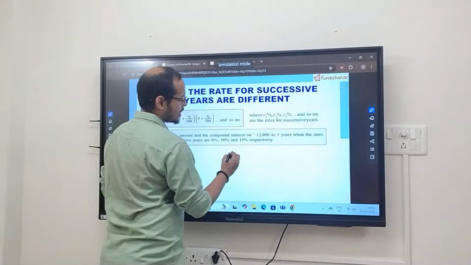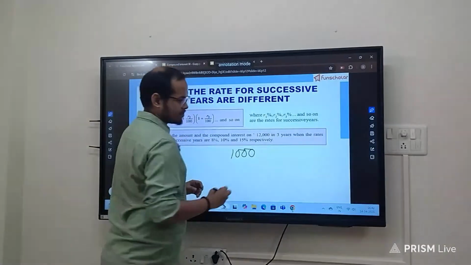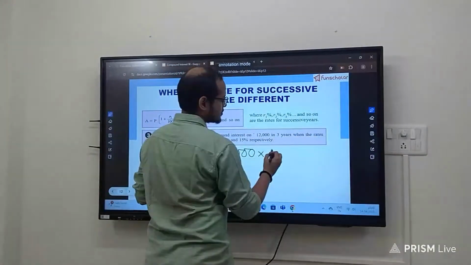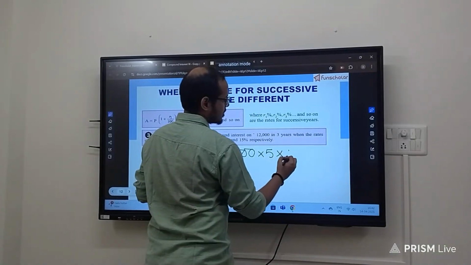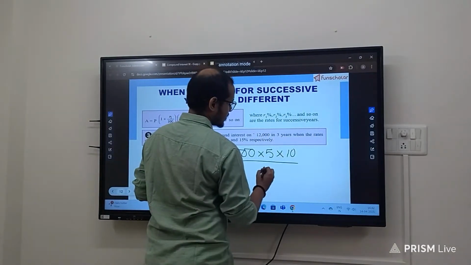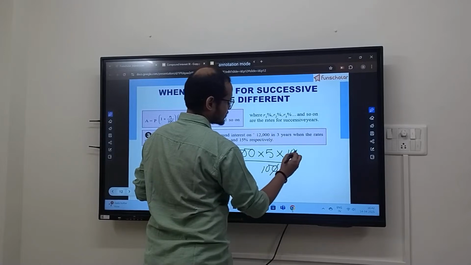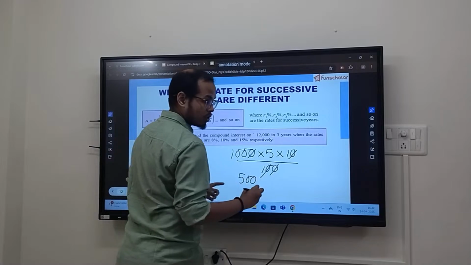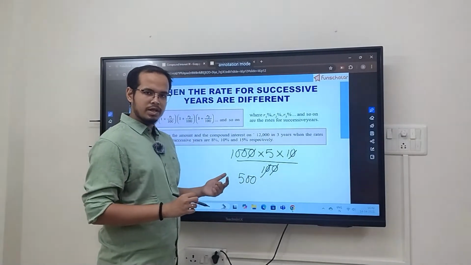Okay, so if I have 1000 rupees with me, the time period I have taken is 5 years and 10% is the rate. So this is the total interest, 500 rupees. That is for 5 years. So each year, what will be the interest?